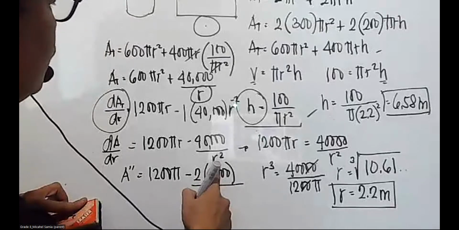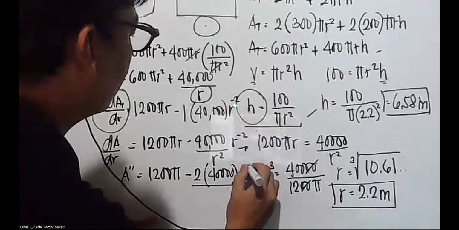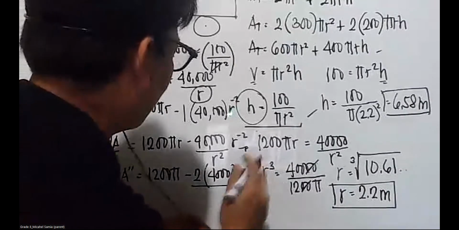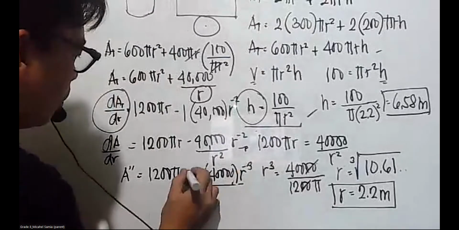The derivative of this is 2 multiplied by this one. This will become r raised to negative 2, then r raised to negative 3. You multiply the negative 2 by the negative 40,000, the derivative of negative 40,000 over r squared, to become positive. Tama. Okay. So this is r cubed, r raised to negative 3. So this becomes positive 2.